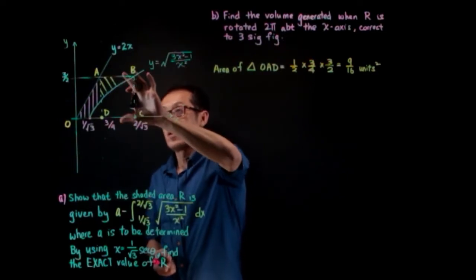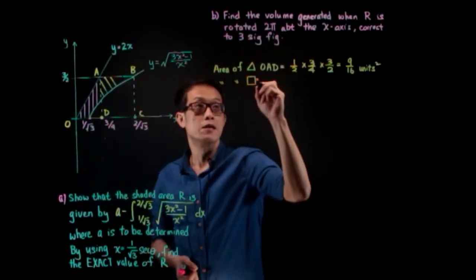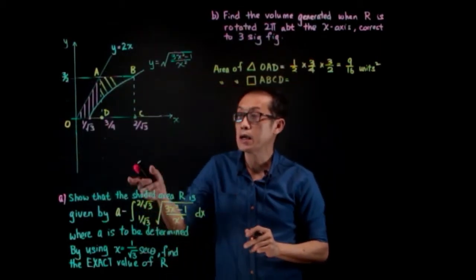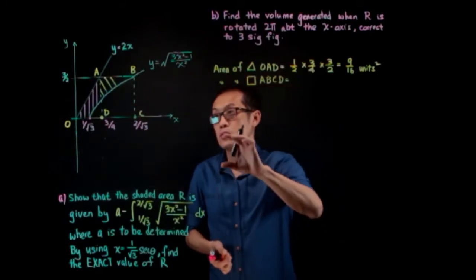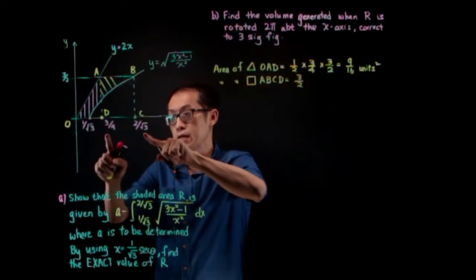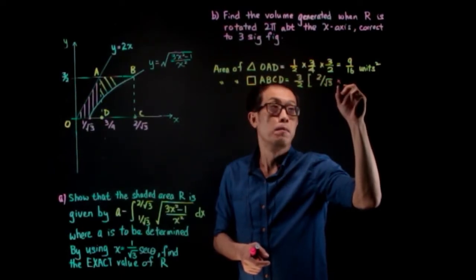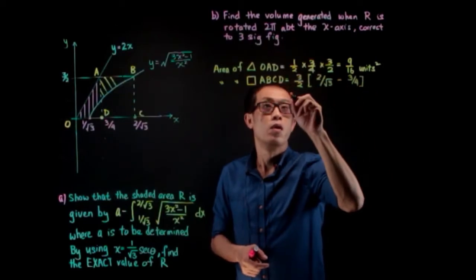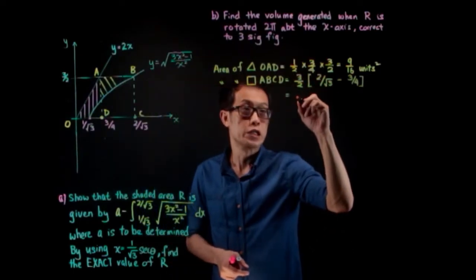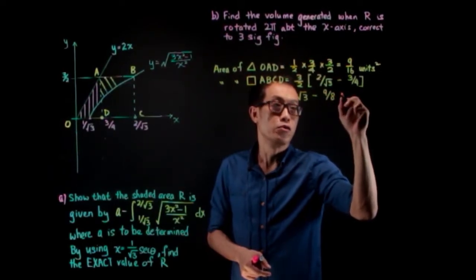Now how about the area of the rectangle? Area of the rectangle ABCD. The area of a rectangle is given by base times height, or length times breadth. So this is 3/2. What is this length here? This length is given by 2/√3 minus 3/4. Now these two and these two can cancel, it is 3/√3. 3/√3 is √3. So you have √3. This times this, you have minus 9/8 units squared.